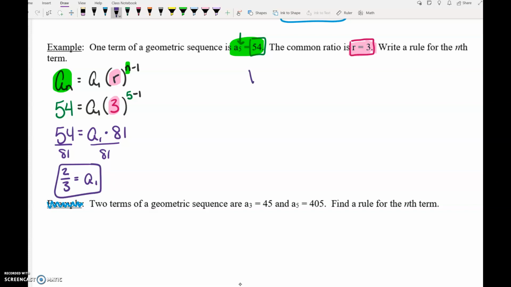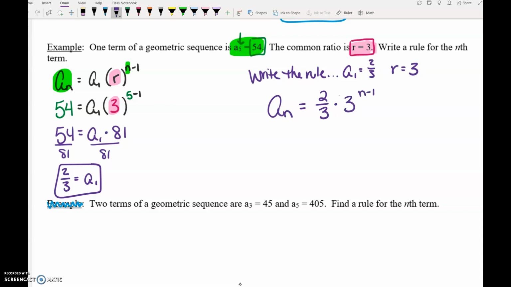Now we need to write the rule. Remember, we now know that our first term is 2/3, and we know that our common ratio is 3. A sub n equals our first term times our common ratio raised to the n minus 1. And if you want to put parentheses around the 3, that's fine. If you don't put parentheses around the 3, that's fine. If you want to put parentheses around the 2/3, that's fine. As long as it's not doing extra parentheses that you aren't closing, it should be fine.